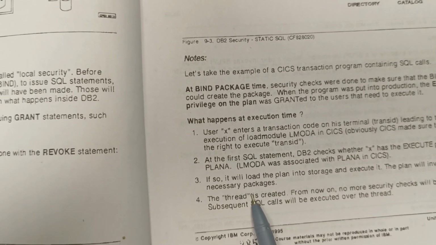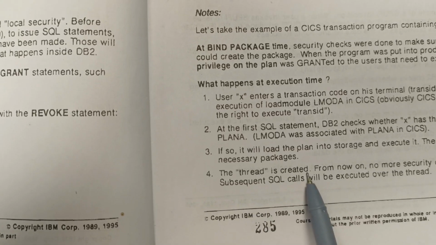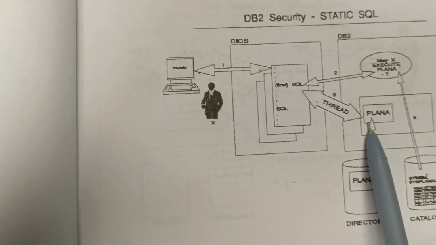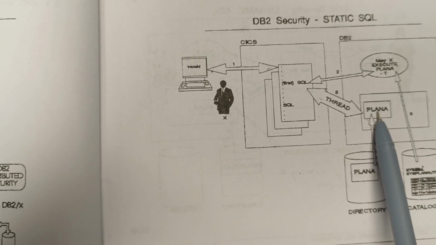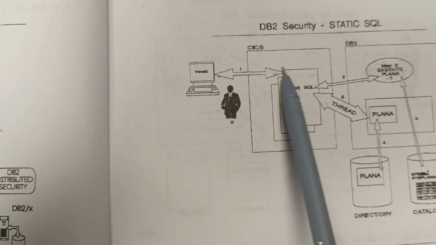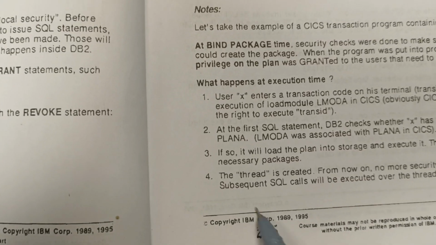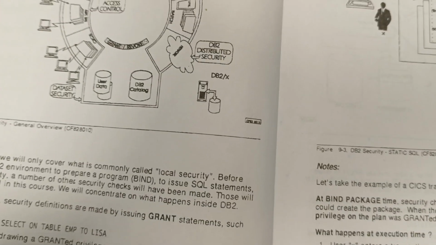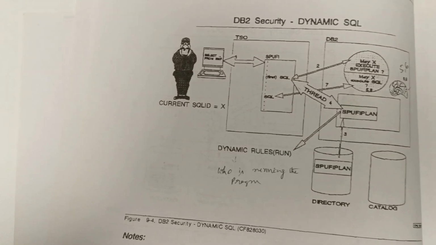Once the user has execute privileges, only then is the thread created for the plan and the SQL statements. If he has access to run the plan, then the plan will be created for the CSS, and subsequently the SQL call will happen. That is for static SQL.